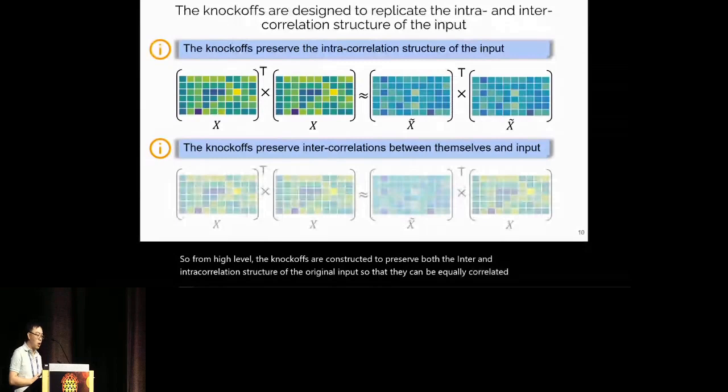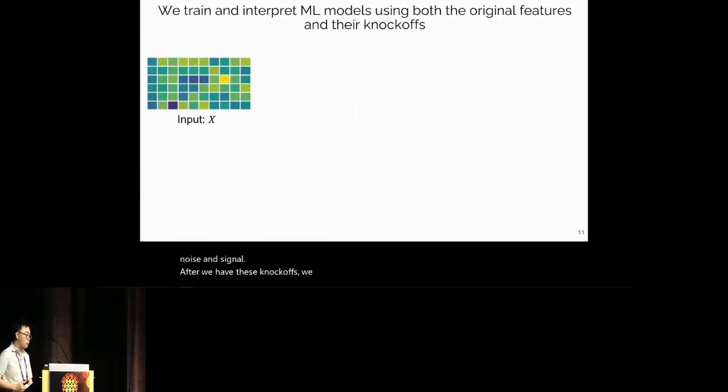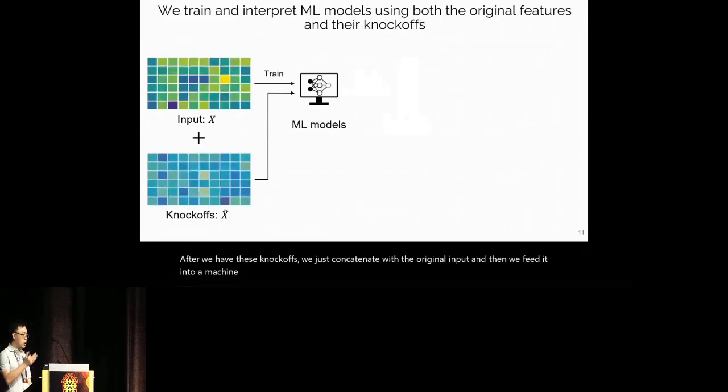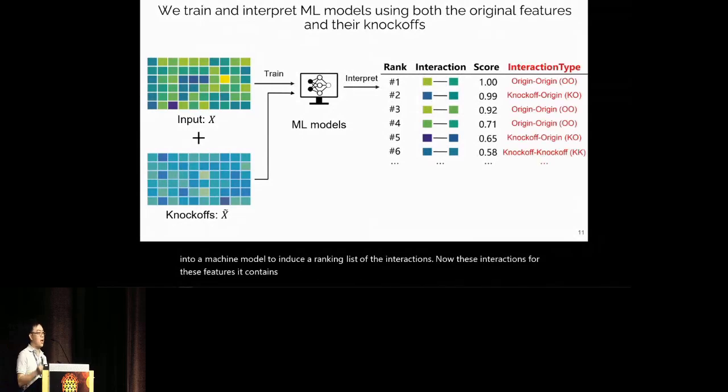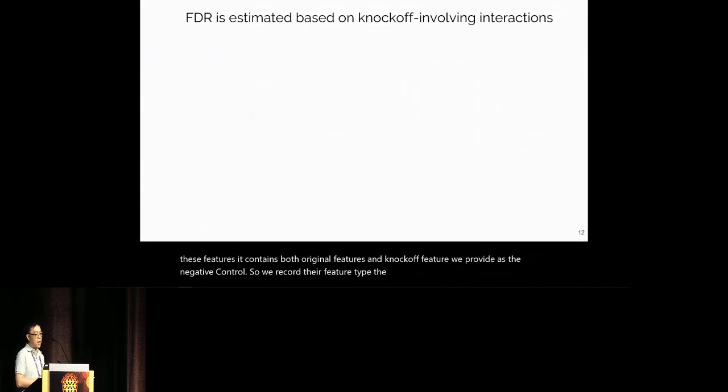After we have these knockoffs, we just concatenate with the original input, and then we feed into a machine learning model to induce a ranking list of the interactions. Now, these interactions contain both the original feature and the knockoff feature we provide as the negative control. So we record their feature type, the labels.